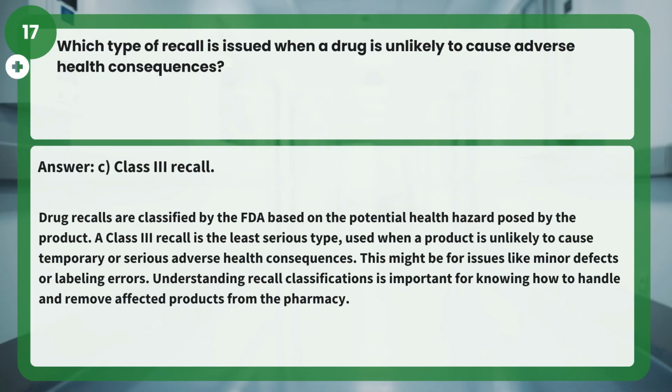Answer: C. Class 3 recall. Drug recalls are classified by the FDA based on the potential health hazard posed by the product. A Class 3 recall is the least serious type, used when a product is unlikely to cause temporary or serious adverse health consequences. This might be for issues like minor defects or labeling errors. Understanding recall classifications is important for knowing how to handle and remove affected products from the pharmacy.